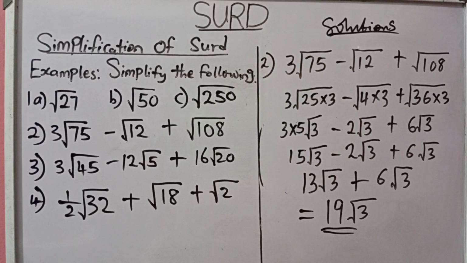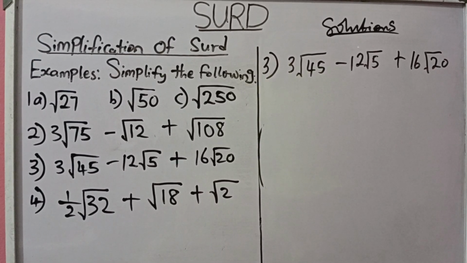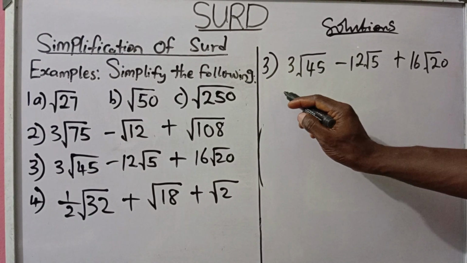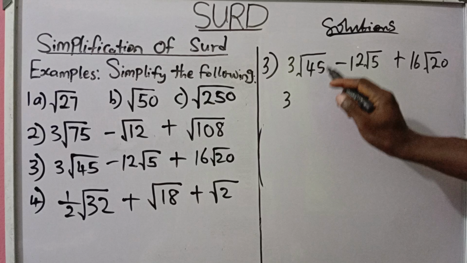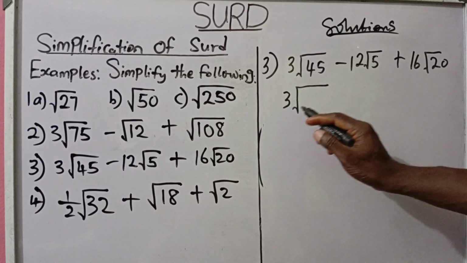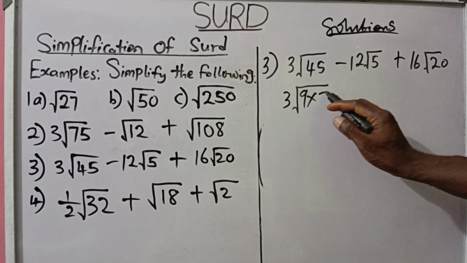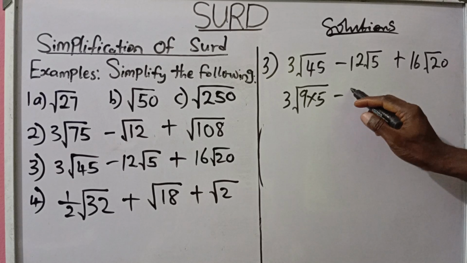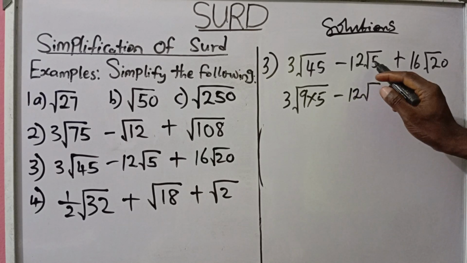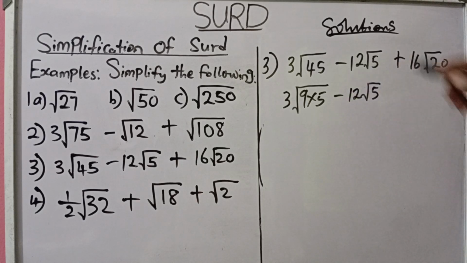All right, let's move on to the next question. For the number 3 solution, we'll quickly put it this way. 3, what are the multiples? That will be 9 multiplied by 5 minus 12 is already here. This one is already in its simplest form. You can simplify 5 further.